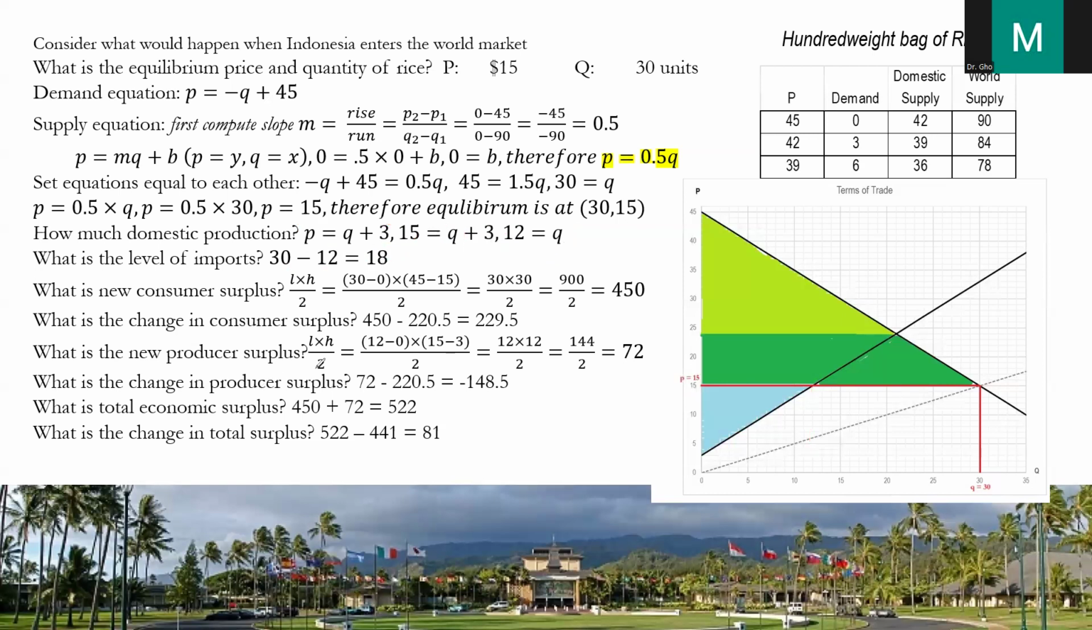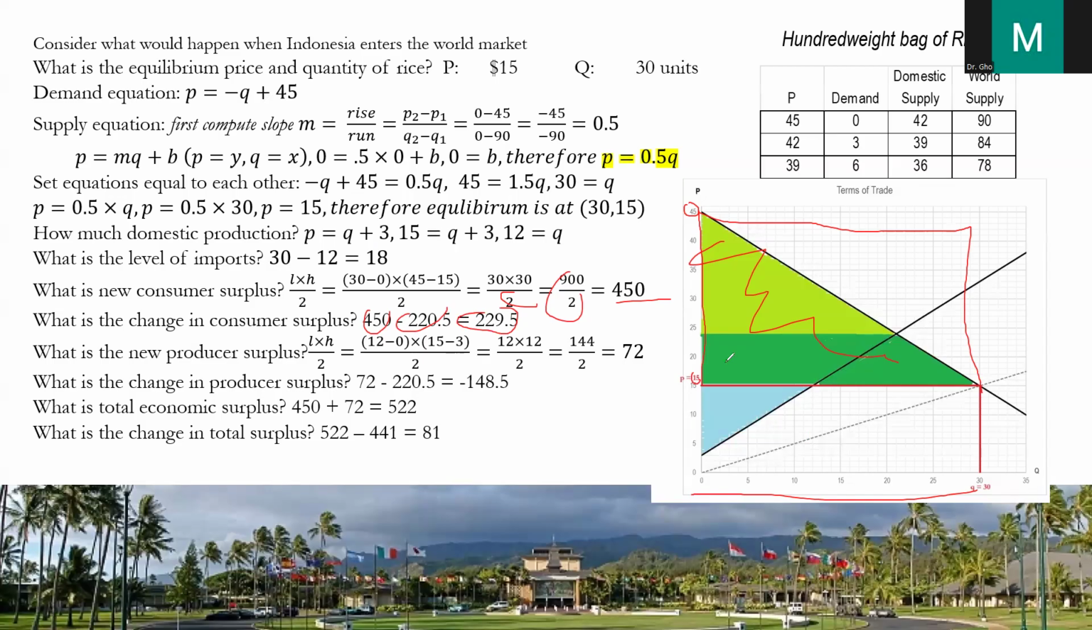What is the new consumer surplus? We know that we're going out to 30 units. Right here, this whole length is 30 units. What is the height of this? We go from 45 to 15, which is going to be 30. So 30 times 30 will give us this rectangle right here. We just want the bottom half of it, so we divide it by 2. 900 divided by 2 is going to give us a consumer surplus of 450. Changing consumer surplus, take the difference of the new minus the old. That means positive. It went up by about 230.